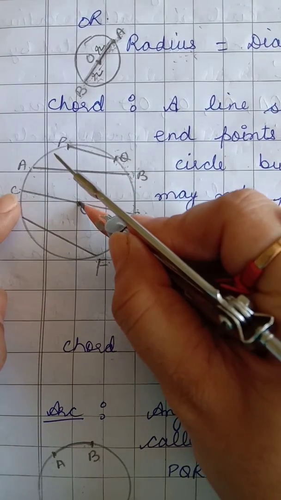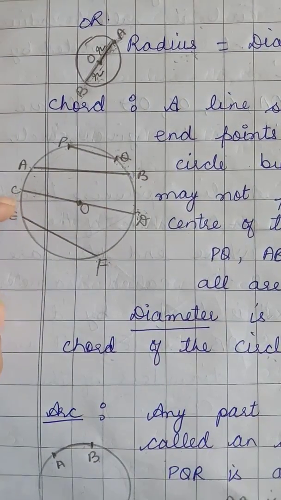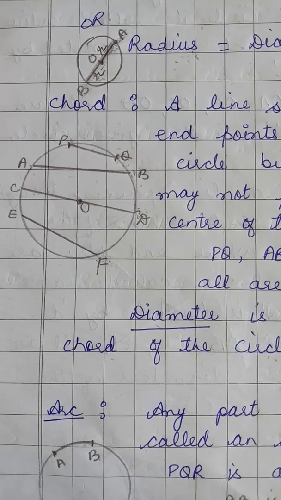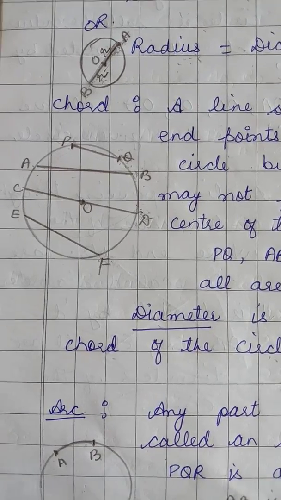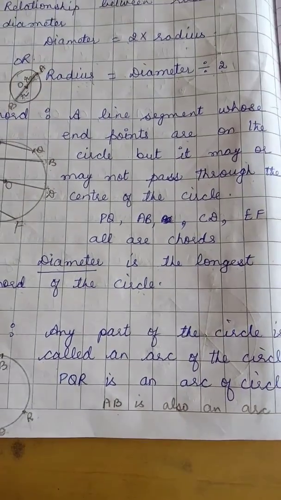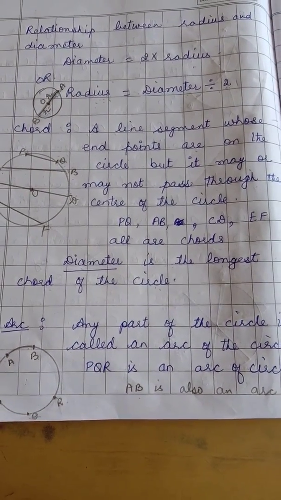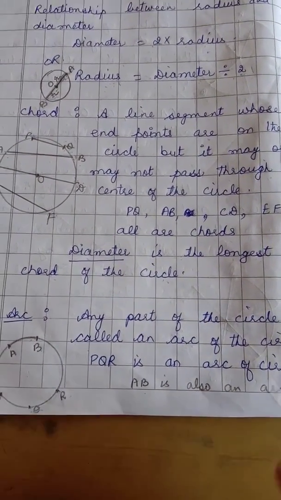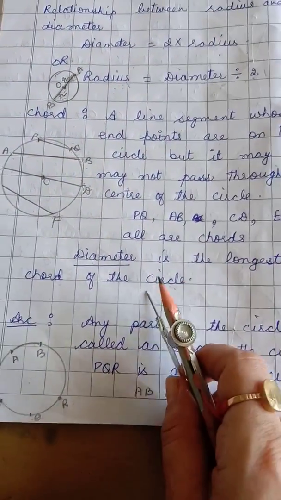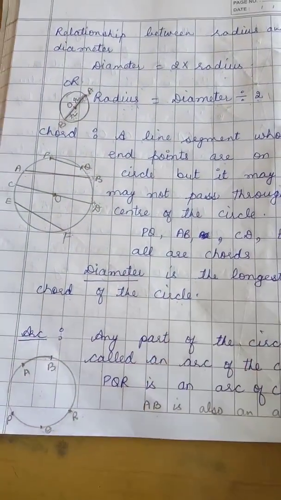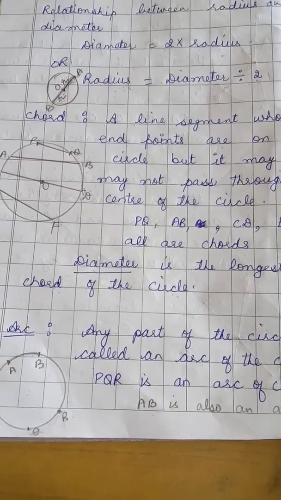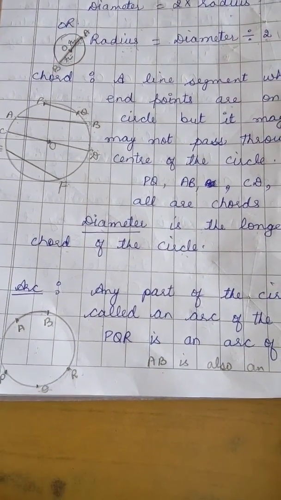Now, look carefully. CD is passing through the center. It is also a diameter. It means diameter is also a chord of the circle. In fact, diameter is the longest chord of the circle. Chords of the same circle may be equal or may not be equal.